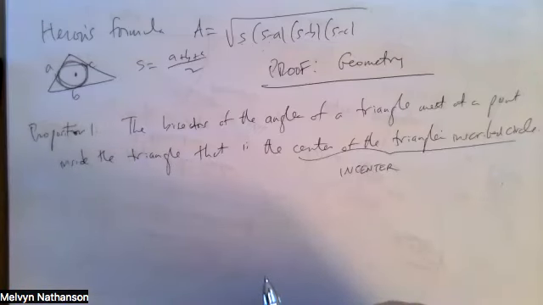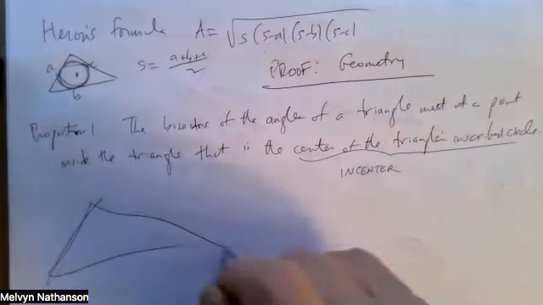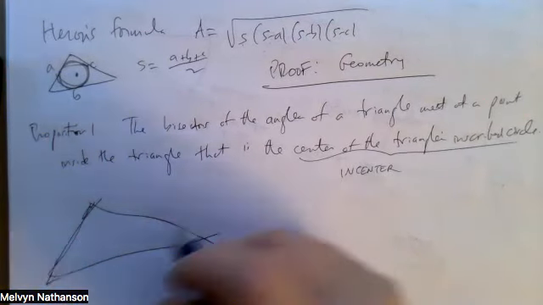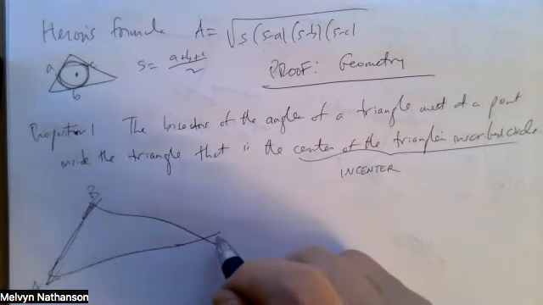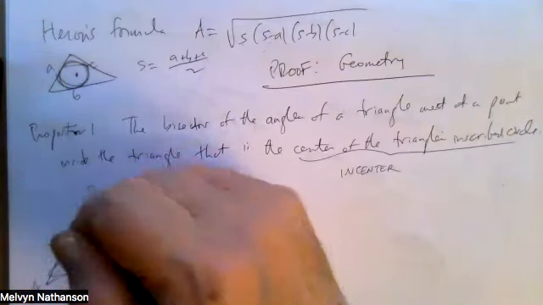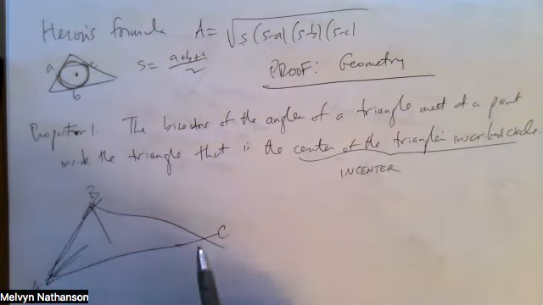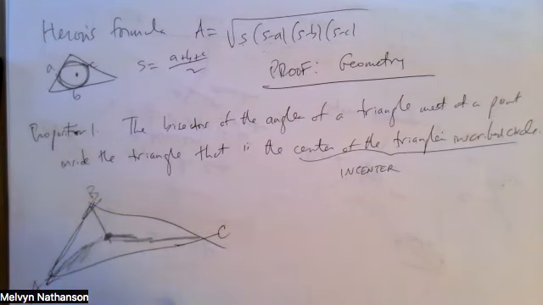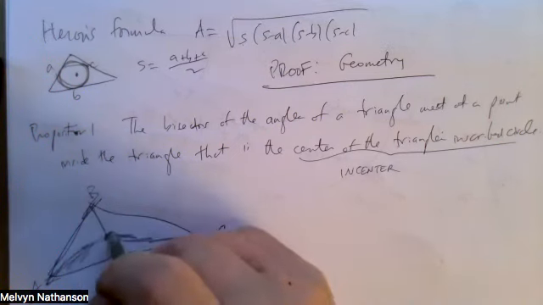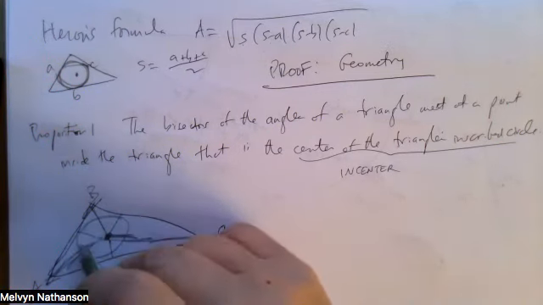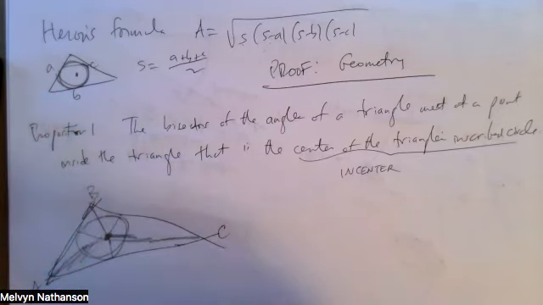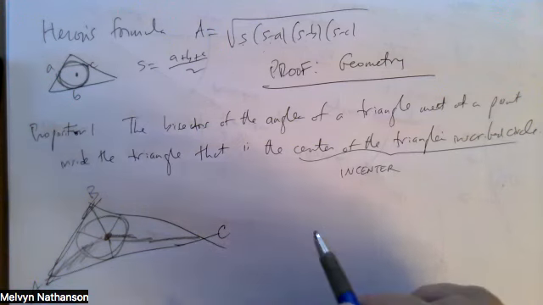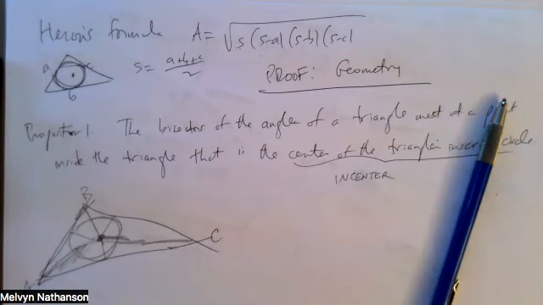And this proposition says that if you take any triangle and you bisect the angles, these angle bisectors intersect at a point, and that point is the center of the inscribed circle. So let me just check, maybe try and draw this a tad better.